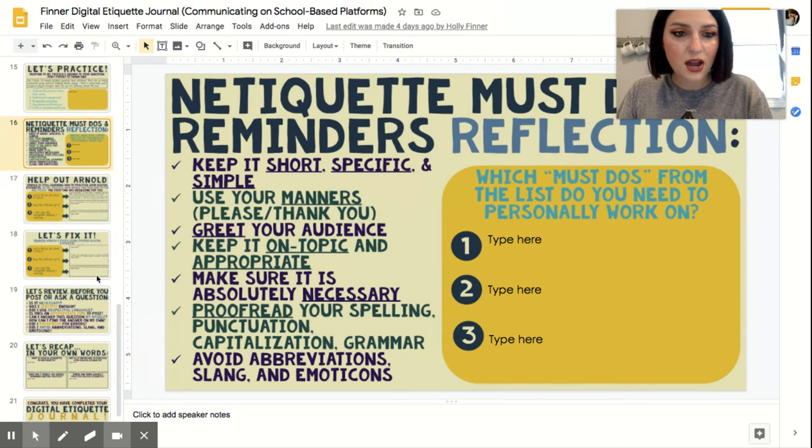We are almost done. You guys are doing a fantastic job. Here's some reminders and reflections. So here's your must-do list. I want you to pick 3 traits from that must-do list on the left-hand side that you think that you personally need to work on. You don't have to type any more than what those 3 are. So pick your 3 from the list, type them, pause, and respond.